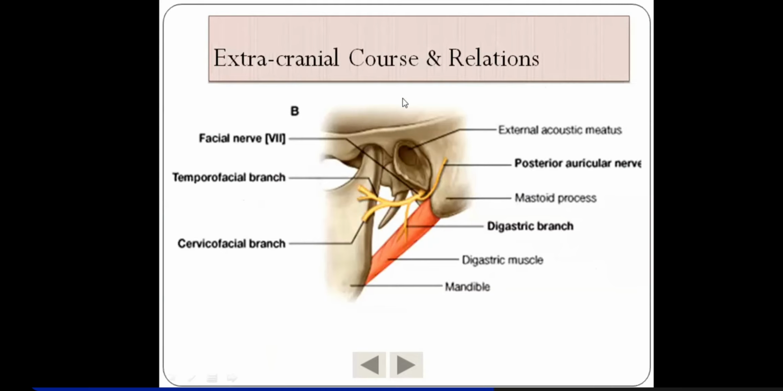Okay. Finally, we have emerged, thinking about the facial nerve, which has emerged out of the stylomastoid foramen. Now we will be talking about the extracranial course of the facial nerve.